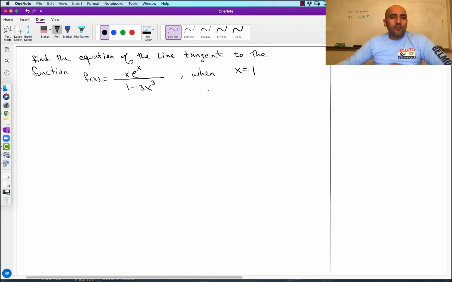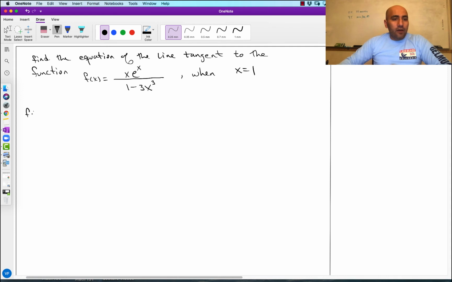Okay, find the equation of the line tangent to the function f of x. f of x equals x times e to the x all over 1 minus 3x to the third power when x equals 1. Okay, so we're going to need an ordered pair, a point on our function. So we're going to have to evaluate this function at 1. So let's just start there.